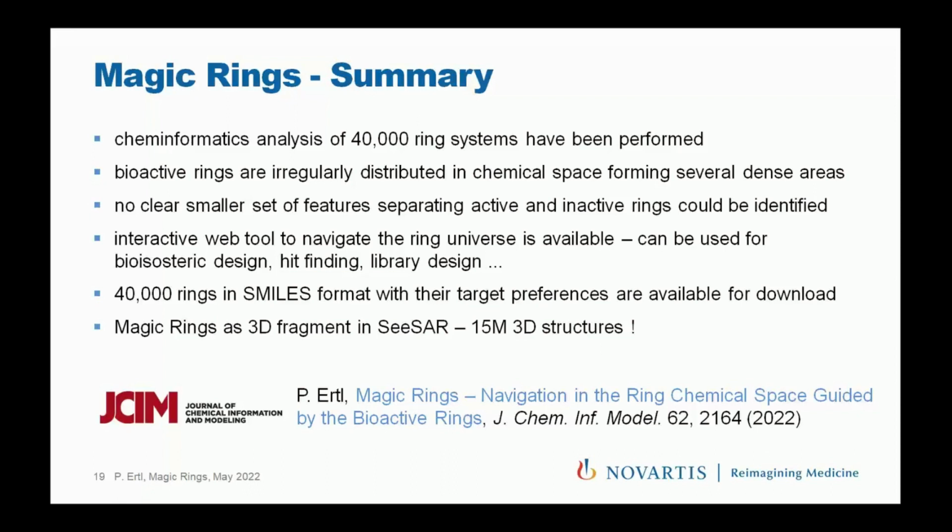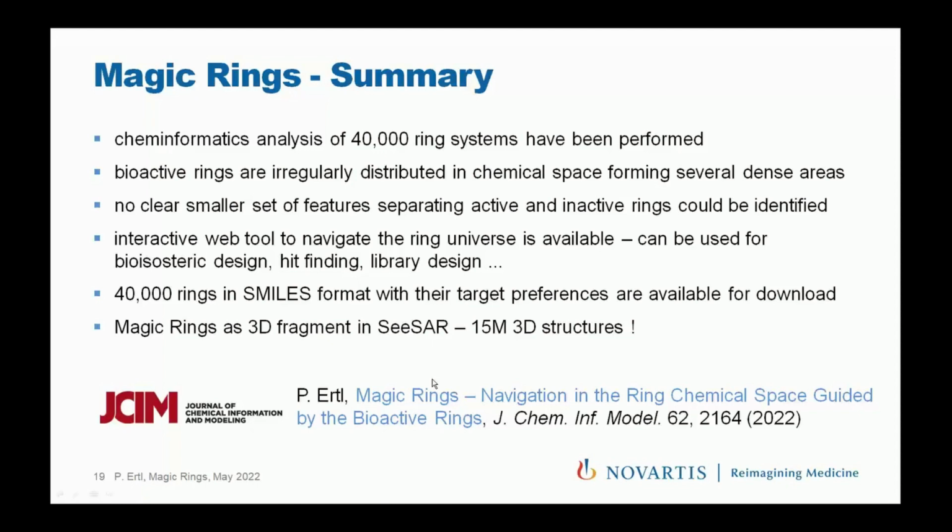So these rings can now be used as fragments. Altogether, they created 15 million 3D structures, and they may be used simply as fragments in the design of 3D bioisosteric molecules. We could see, if you remember, a very nice example yesterday with one of these rings, which was part of GPCR active molecules.